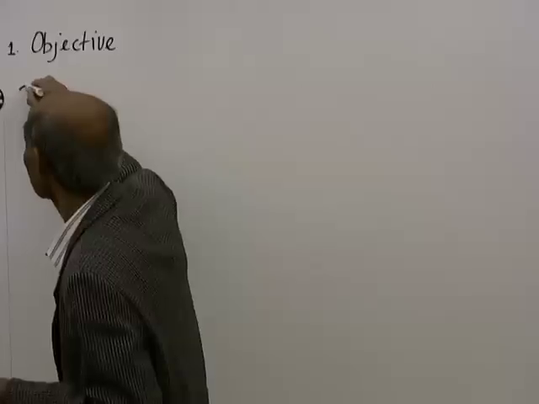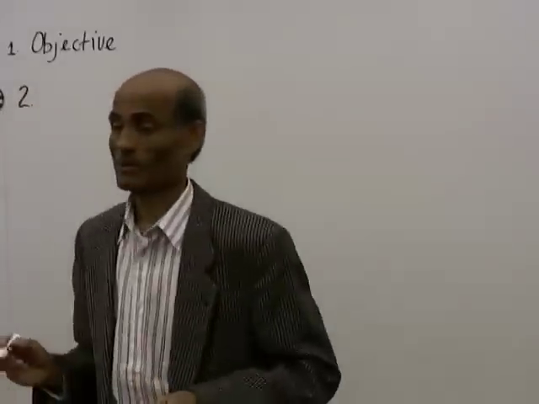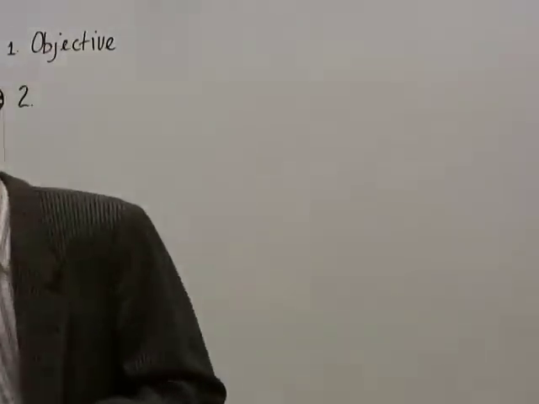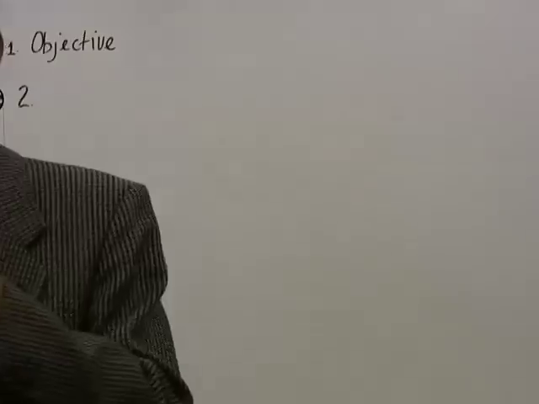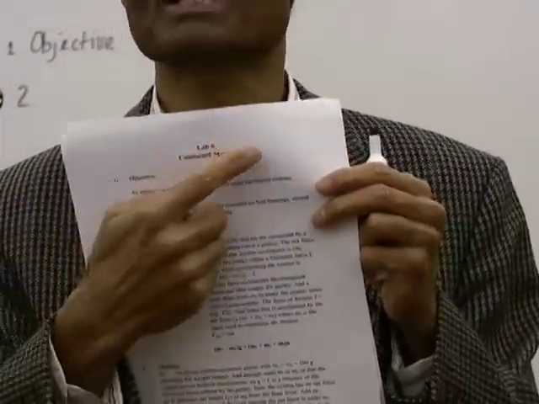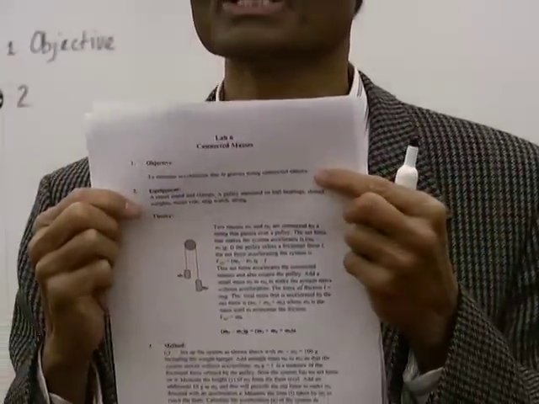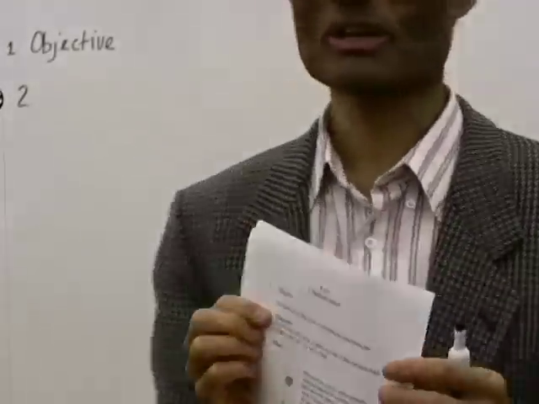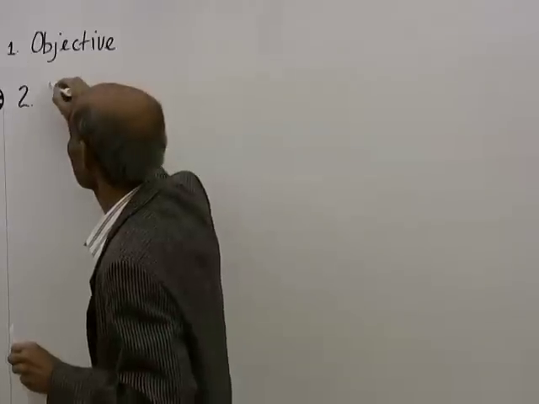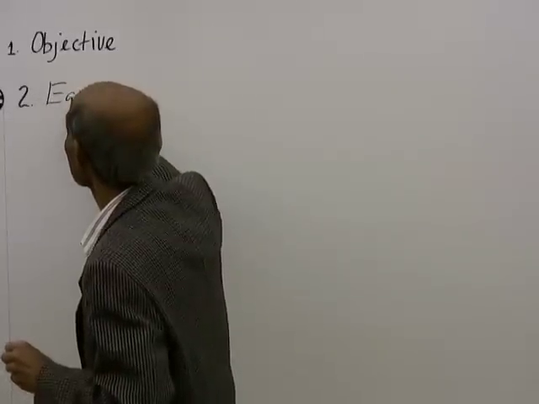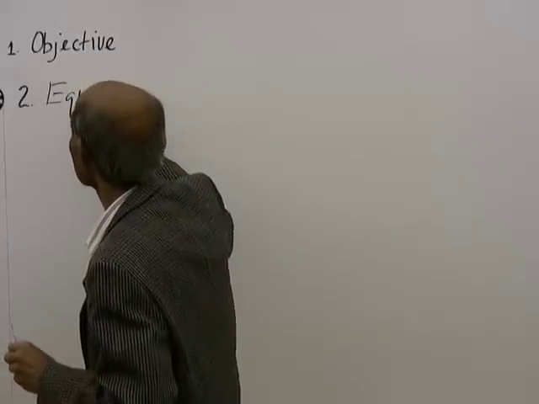The second must be, well, if you look at the lab that I have provided, I have actually given you these details. The objective, the equipment used. Give a simple description of the equipment. That is the second item.